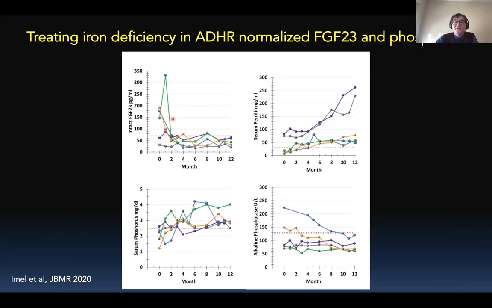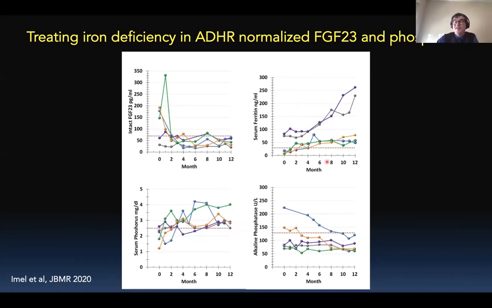And so we did a prospective trial where we treated patients with oral iron, and you can see here that those who were frankly iron deficient, their ferritin came up into the normal range, and during that time period their intact FGF23 came down and their phosphorus became normal. But those patients who had pretty normal ferritin levels actually didn't really have elevated FGF23 levels, and their phosphorus was sort of just on the edge there, and they stayed in the normal range.